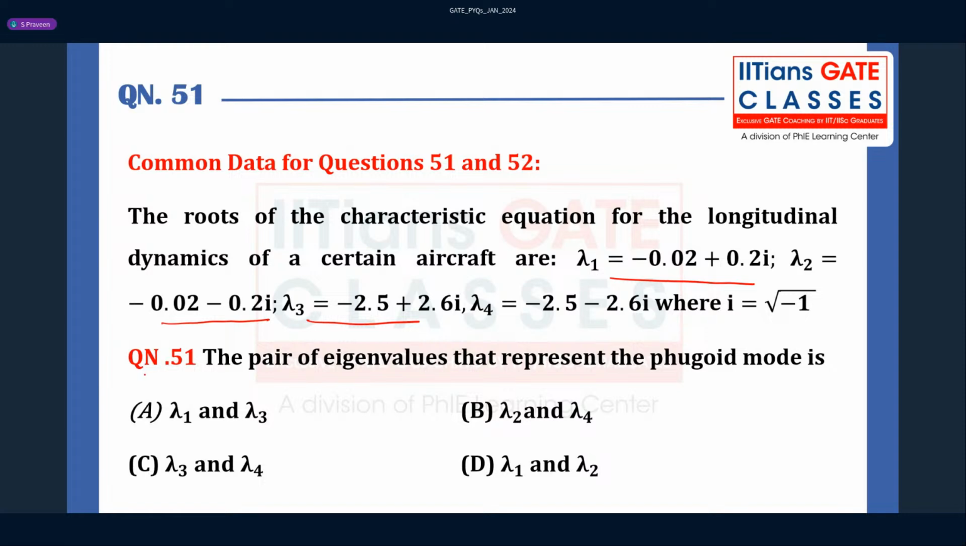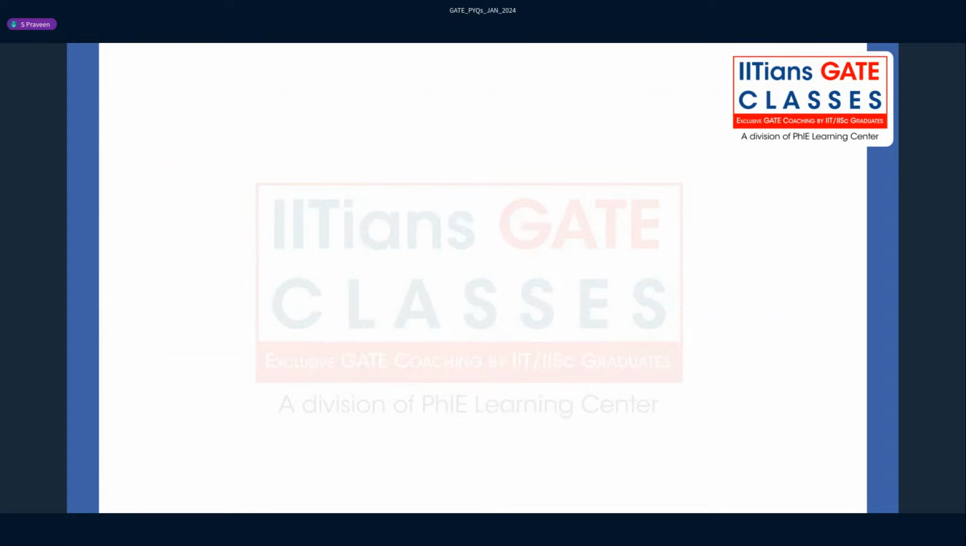So this is the first question. The pair of eigenvalues that represent the Phugoid mode is dash. So I have four options in here: lambda 1 and lambda 3, lambda 2 and lambda 4, lambda 3 and lambda 4, lambda 1 and lambda 2. So again, this is a pretty simple one. Okay. So let's get started.